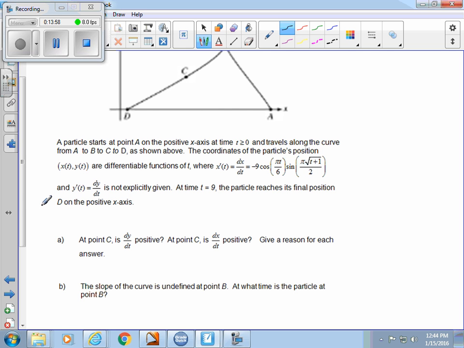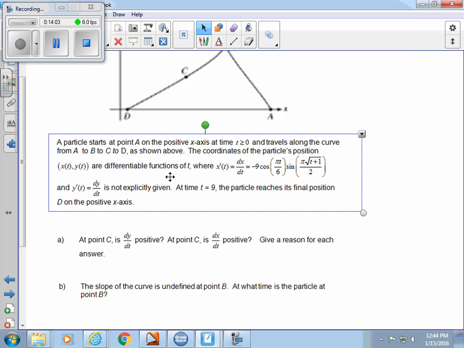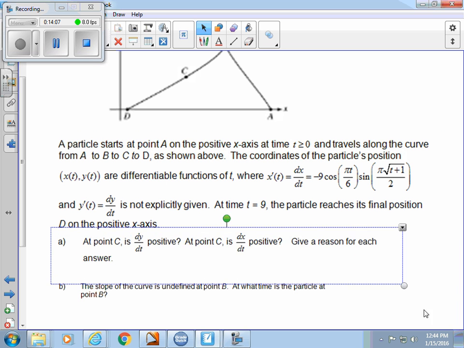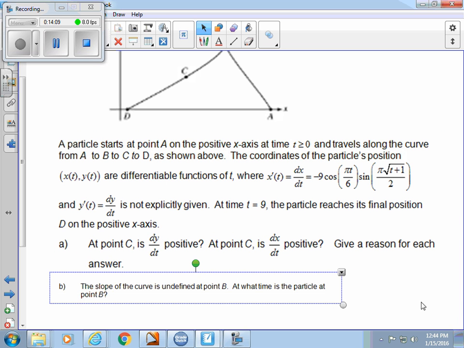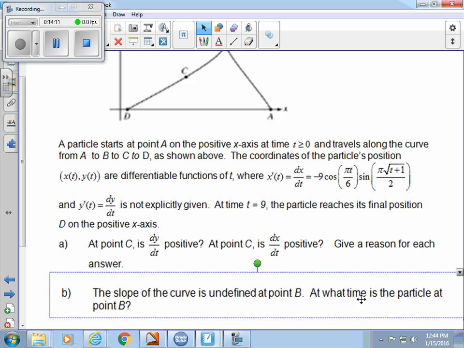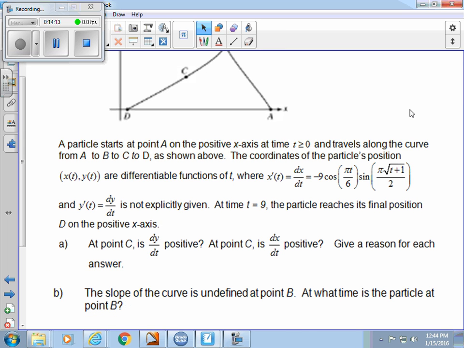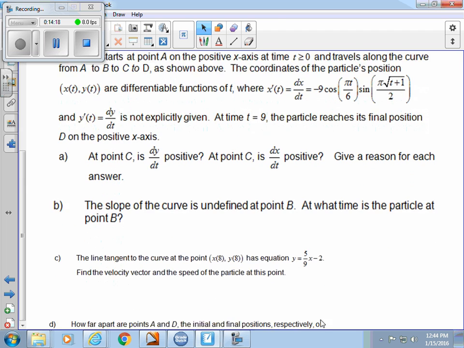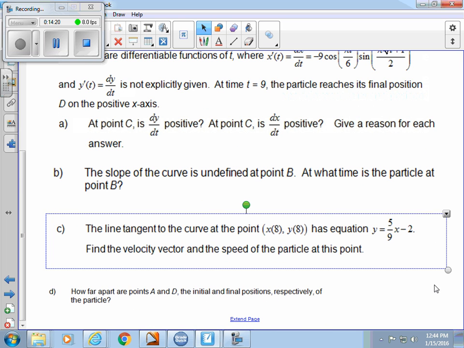Do I need to make this a little bigger? I might do that. I'll see if I can. Is that good? Is that big enough? Hold on. Make these bigger too.